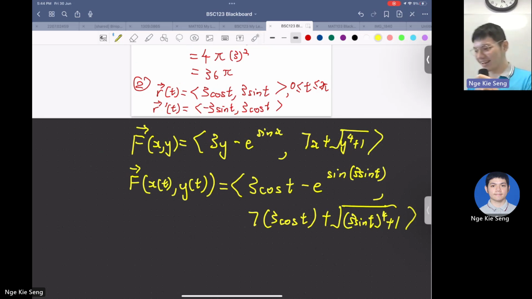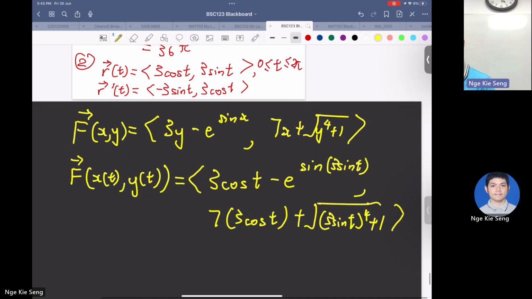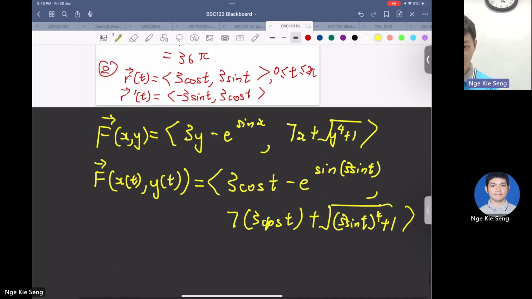Okay, you go back. Where sine t? Yeah. Here is x. Here is x, correct. So y to the power 4, y is 3 sine t. And then x is 3 cos t. So here is cos t, right? Okay, sine t. Sine times sine 3t, right? So sine times sine 3. Okay.